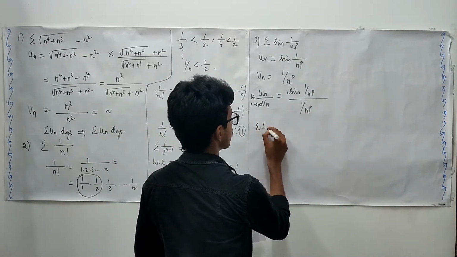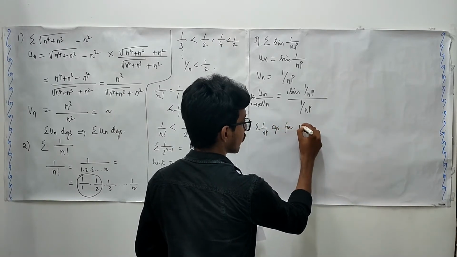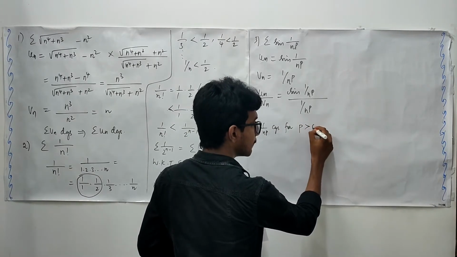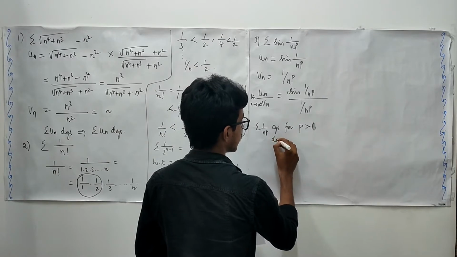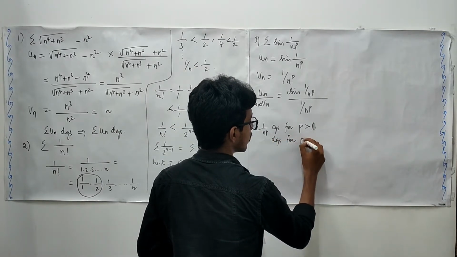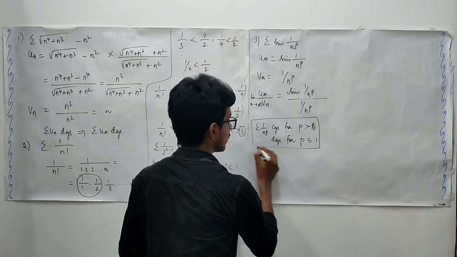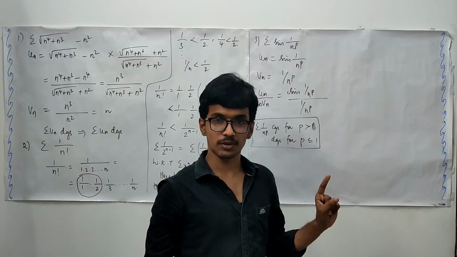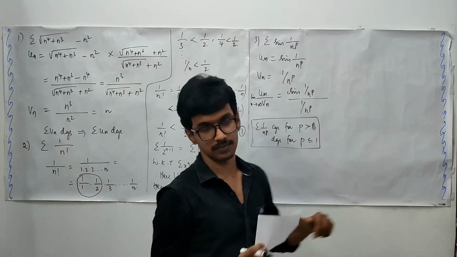That is, summation 1 upon n power p converges for p what? For p bigger than 1, right? And diverges for p smaller than or equals 1. Okay, this is about the convergence of the series. Whereas here we are just substituting the terms in the series, that is the general term in the series.